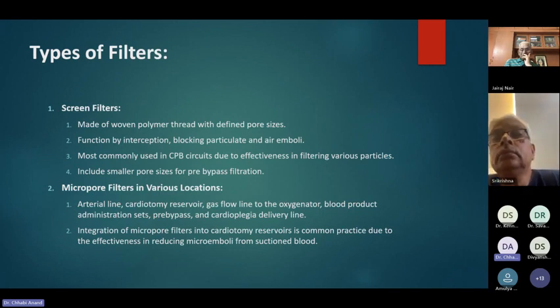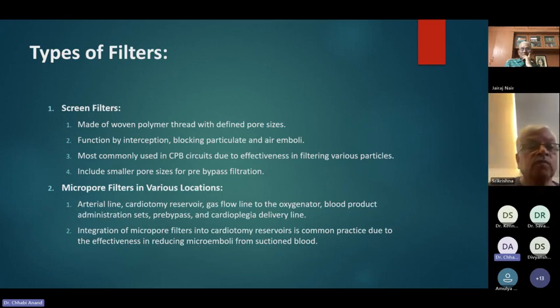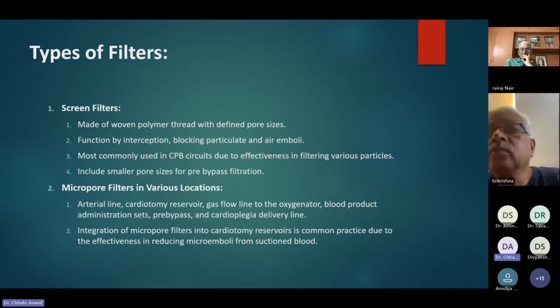Second is micropore filters in various locations: arterial line, cardiotomy reservoir, gas flow line to the oxygenator, blood products administration set, pre-bypass and cardioplegia delivery lines. Integration of micropore filters into cardiotomy reservoirs is common practice due to the effectiveness in reducing microemboli from suctioned blood.